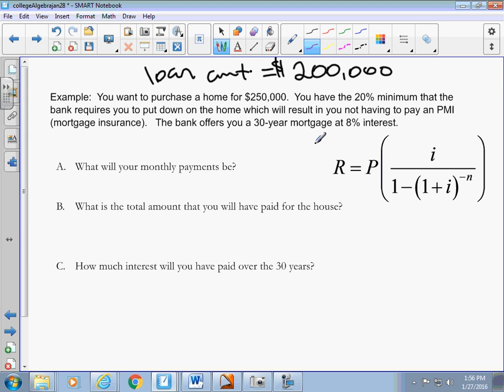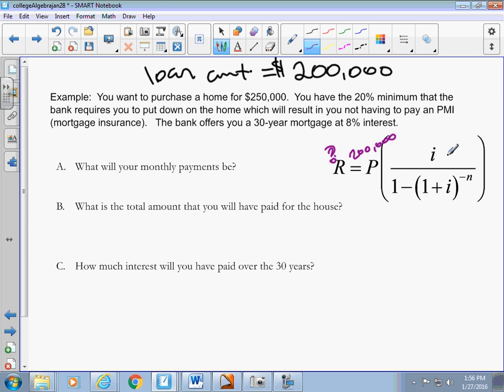So I want to find my monthly payment. Remember, R is the payment. So if you're looking at your notes from the bell ringer, R is the payment. That's what I want to find. That's what I'm looking for. P is the loan amount. Well, how much is my loan amount? $200,000. Wait, so did you just draw a percent? No, a question mark. That's what I'm trying to find.